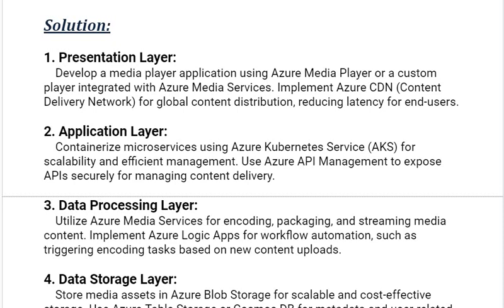Next solution, data processing layer. Utilize Azure Media Services for encoding, packaging, and streaming media content. Implement Azure Logic Apps for workflow automation, such as triggering encoding tasks based on new content uploads.